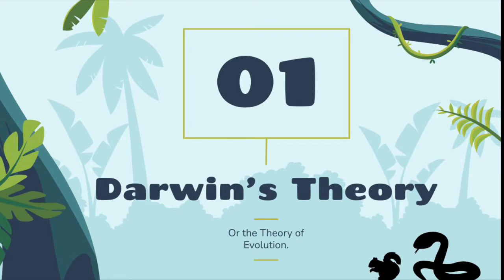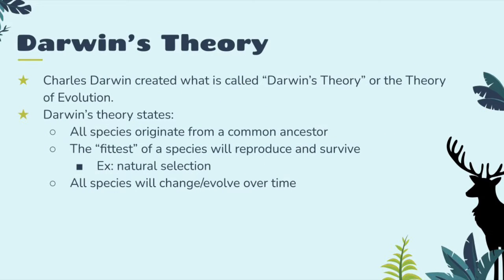First, we'll talk about Darwin's theory, which is also known as the theory of evolution. Charles Darwin is the creator of this theory, and there are certain principles to it. Darwin's theory states that all species originate from a common ancestor, the fittest of a species will reproduce and survive, and all species change or evolve over time.